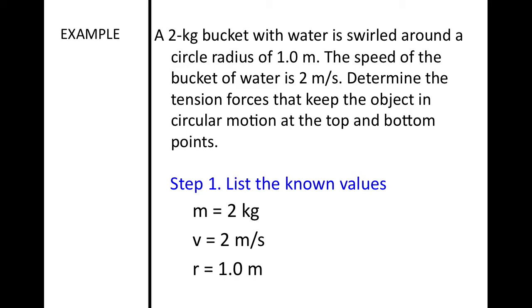The first step is to list the known values. We know that the mass is 2 kilograms, the velocity or the speed is 2 meters per second, and that the radius is 1 meter. Here is just a simple diagram. And what we want to do for each of these 2 points is to draw the free body diagram.